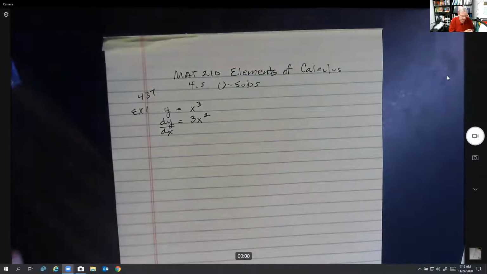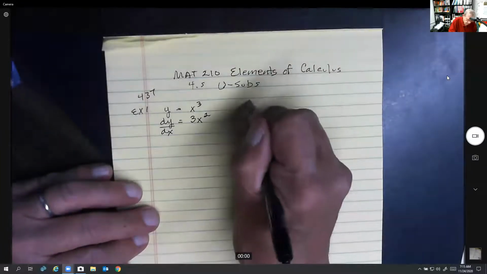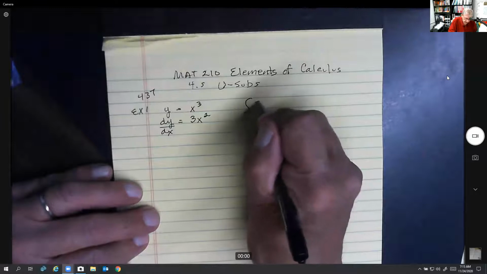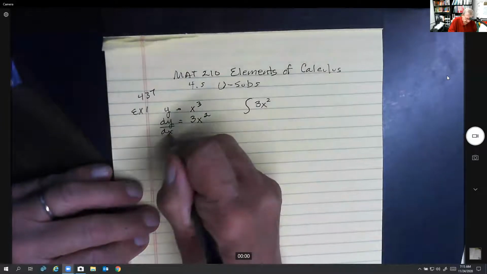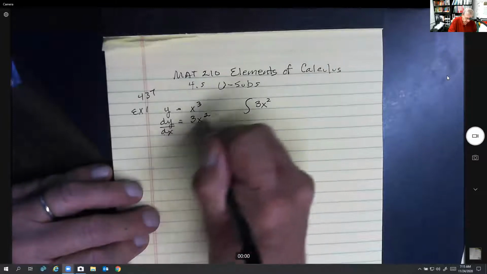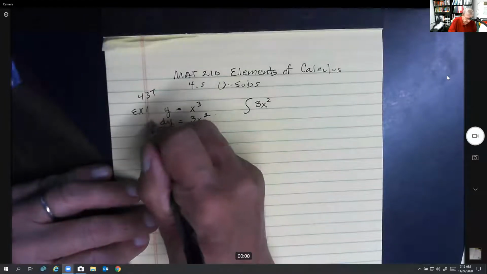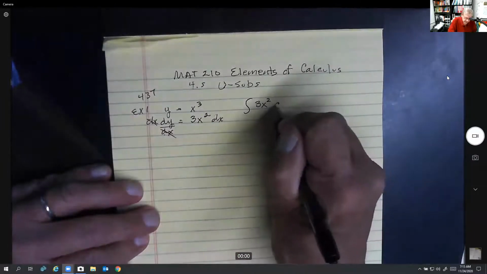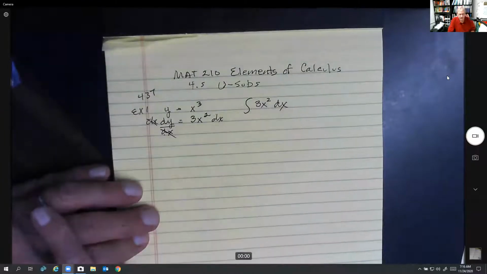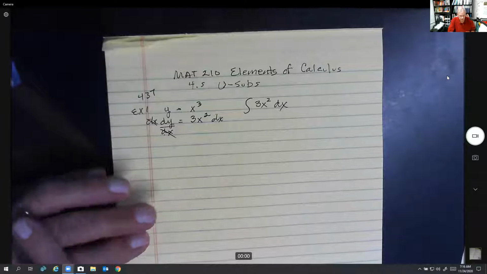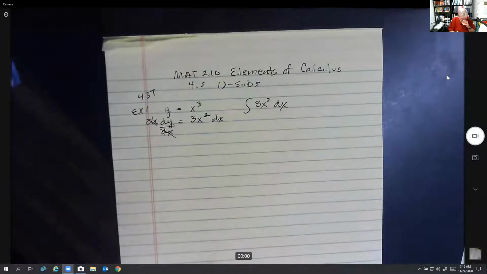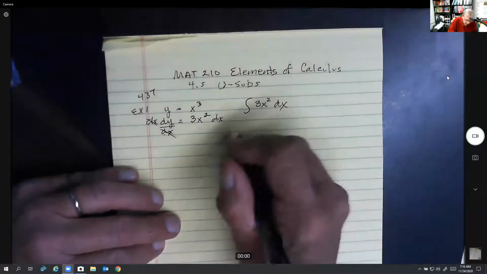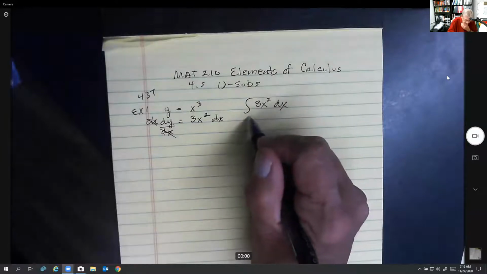If we wanted to do the integration of this problem, we have 3x squared dx. See, if I multiply both sides by dx, then all of a sudden we have it in the antiderivative form, and that's where that dx comes from. Maybe you were wondering what this dx thing is. Well, that's where it came from. It's the reverse of doing the derivative. So how would we do that? Let's see if we can remember.